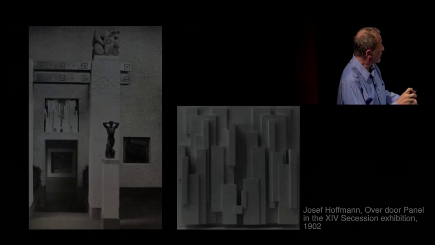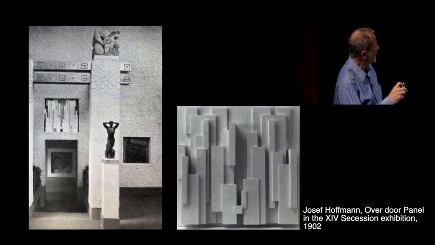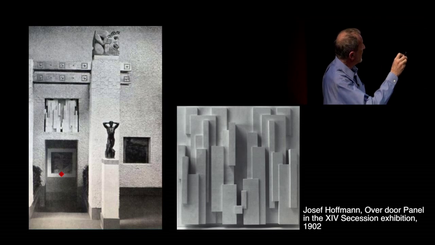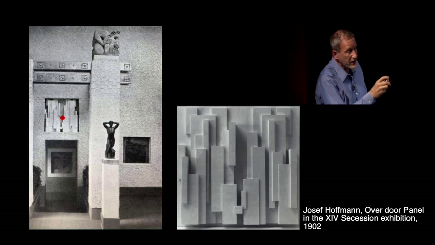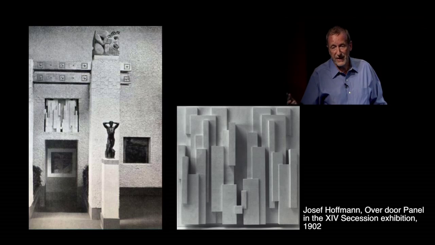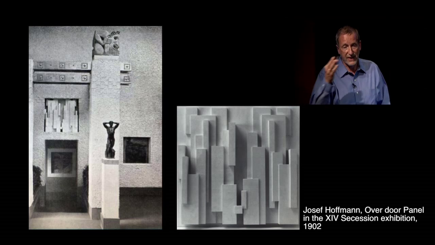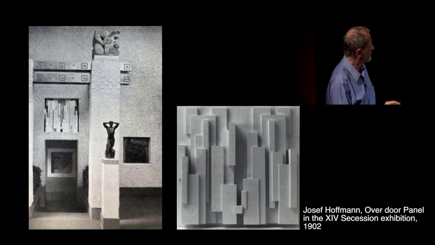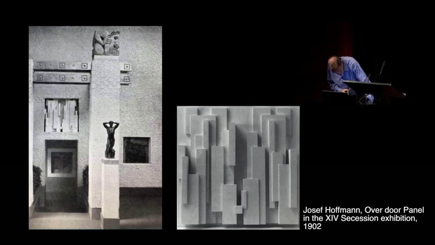And to go back, Hoffmann designing the exhibition, this is one of the entrances, and he designs this overdoor decoration, which some people think is the first piece of abstract art, this relief, and others think it's just decoration. There's a big discussion going on about this.